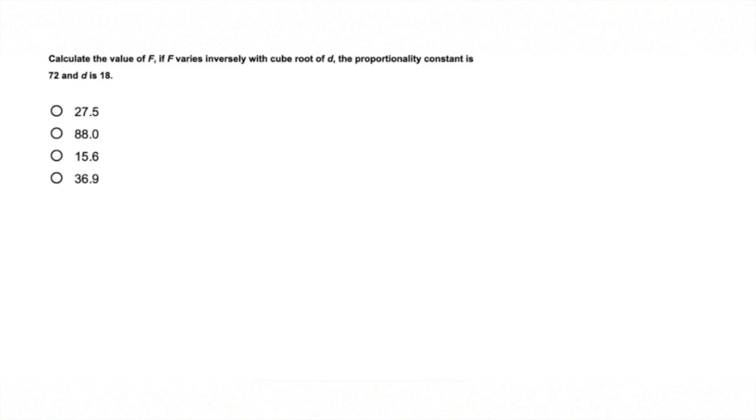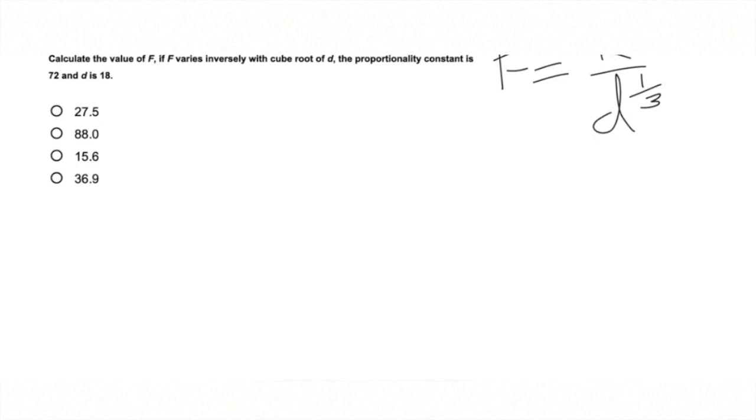The next problem asks, calculate the value of f if f varies inversely with the cube root of d. The proportionality constant is 72 and d equals 18. To find the value of f, we can use the formula for inverse variation, which is f equals k over d to the 1/3 power, where f is the force, d is the distance, and k is the proportionality constant. We're given that k equals 72 and d equals 18.